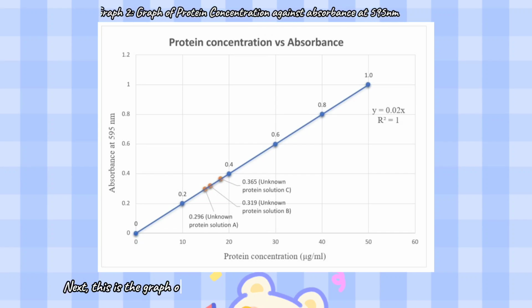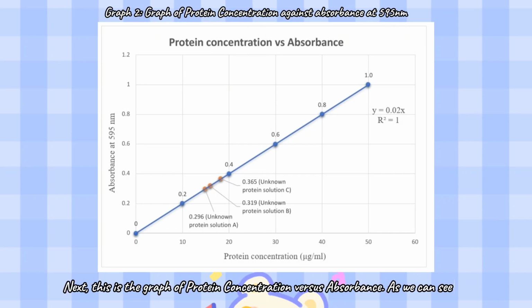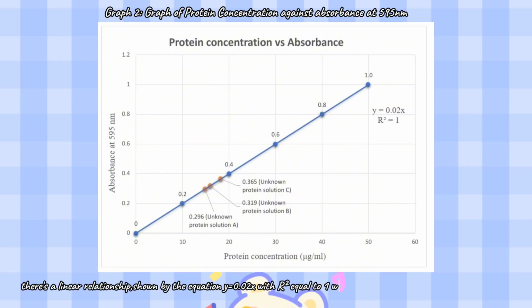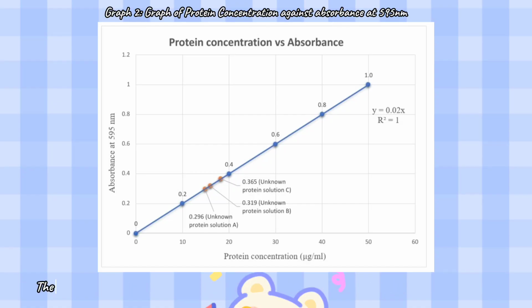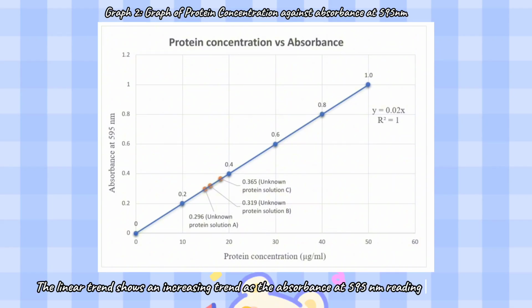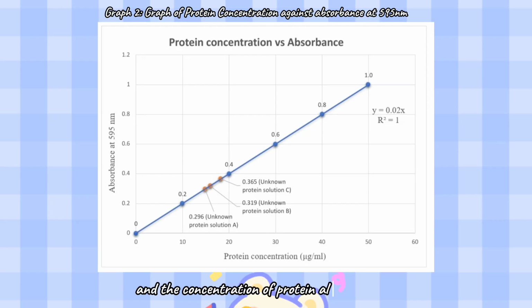Next, this is the graph of protein concentration versus absorbance. As we can see, there's a linear relationship shown by the equation y equals 0.02x with R squared equal to 1, which means the data is highly accurate. The linear trend shows that as the absorbance at 595 nanometer reading increases, the concentration of the protein also increases.